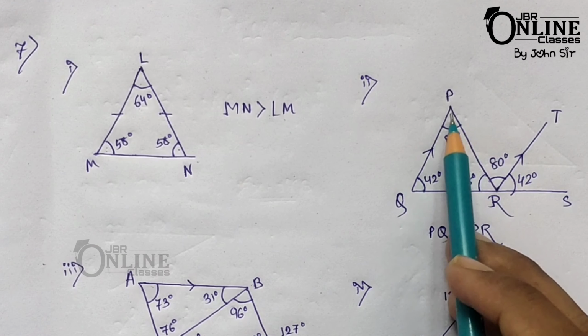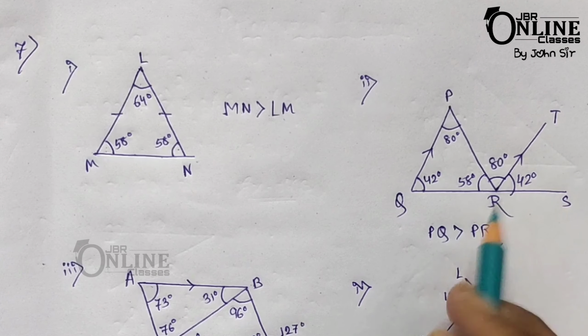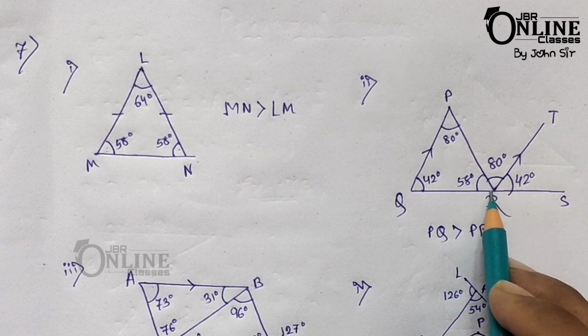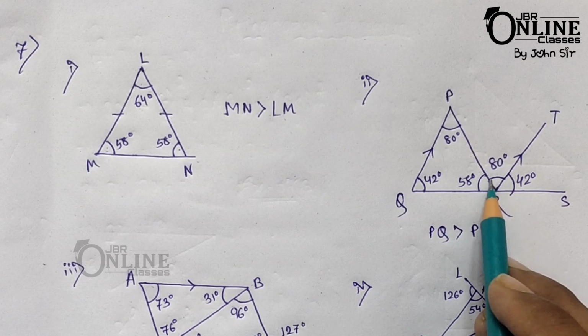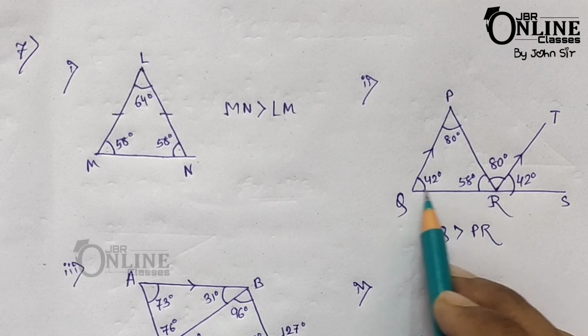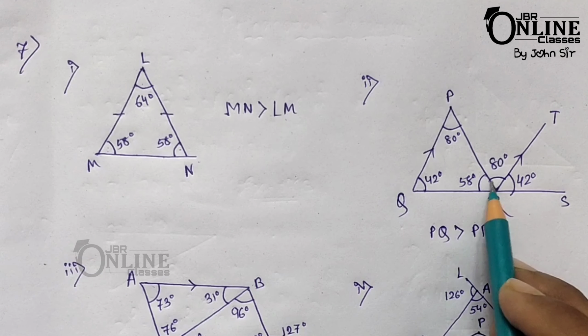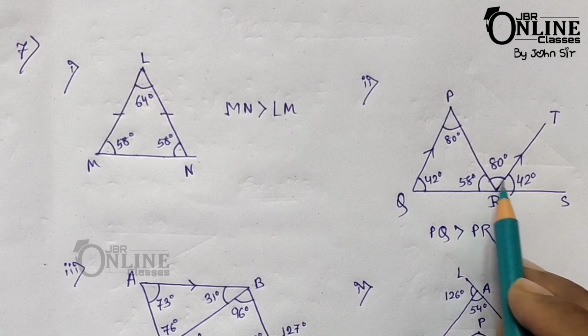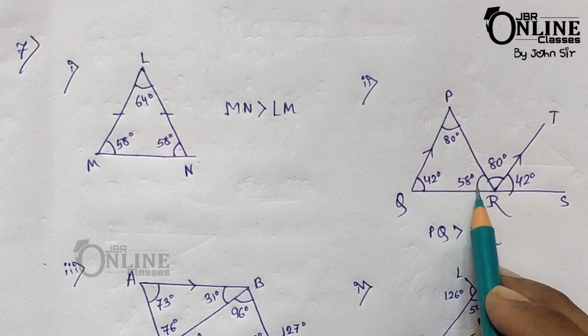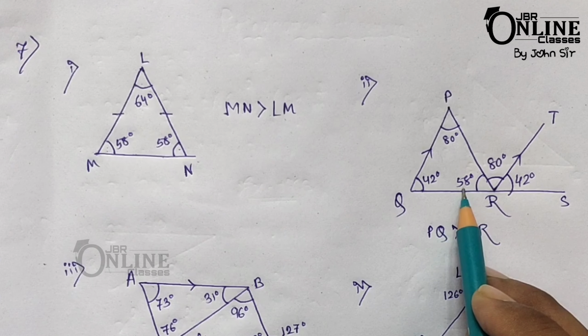Number 2. Here PQR is a triangle, and PQ is parallel to RT. Given that this angle equals 80 degrees and this one 42 degrees. Here Q is a straight line, so 80 plus 42, then subtract it from 180, and you will get this angle equal to 58 degrees.